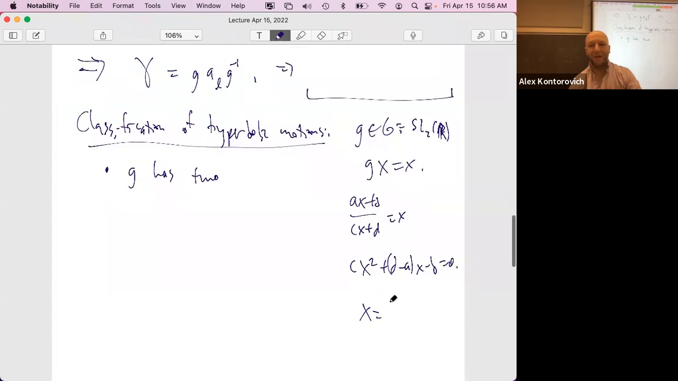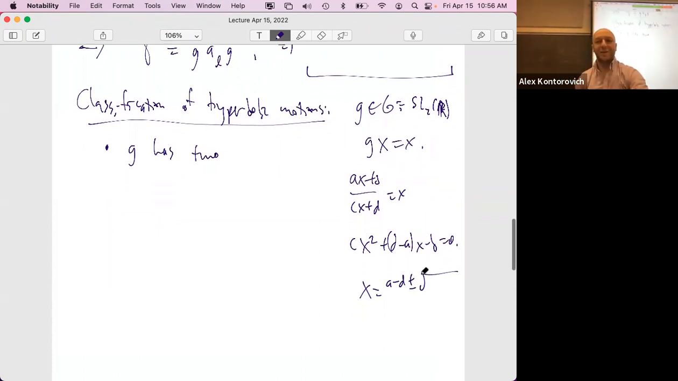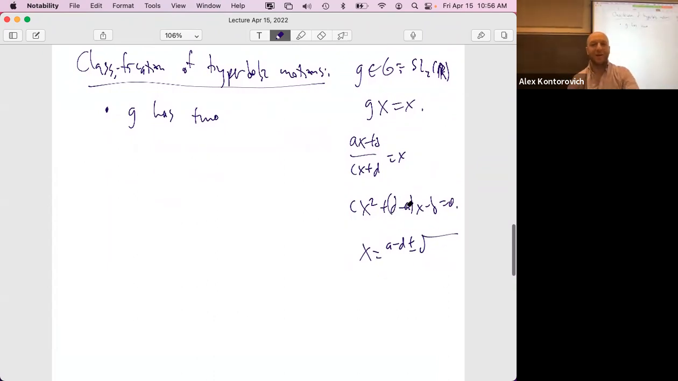X is equal to whatever, A minus D plus or minus. Let's take one of them. Your upper half plane in this case dictates that. At the moment, I'm just saying, what are the fixed points of this action? So here I get D minus A squared minus 4 negative BC, so plus 4BC, all over 2C.